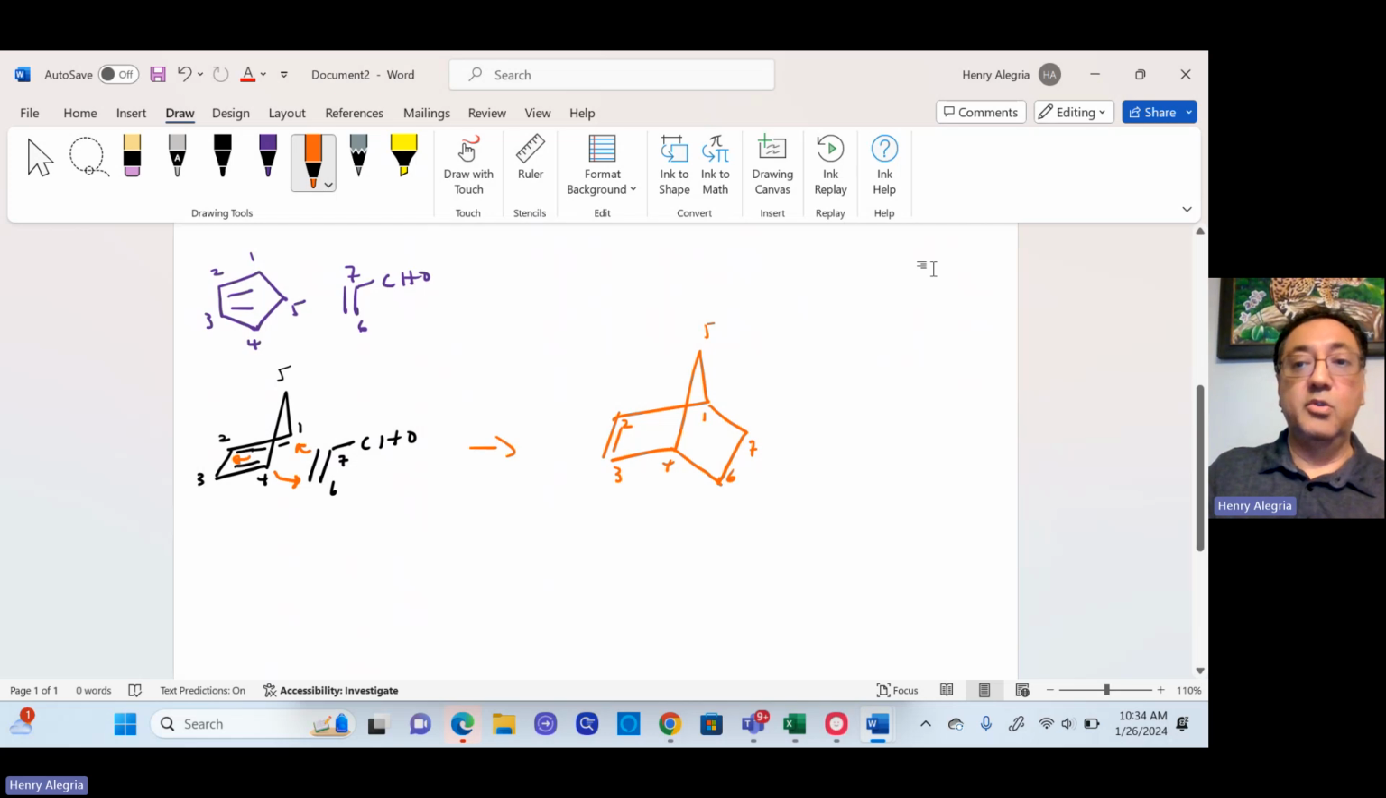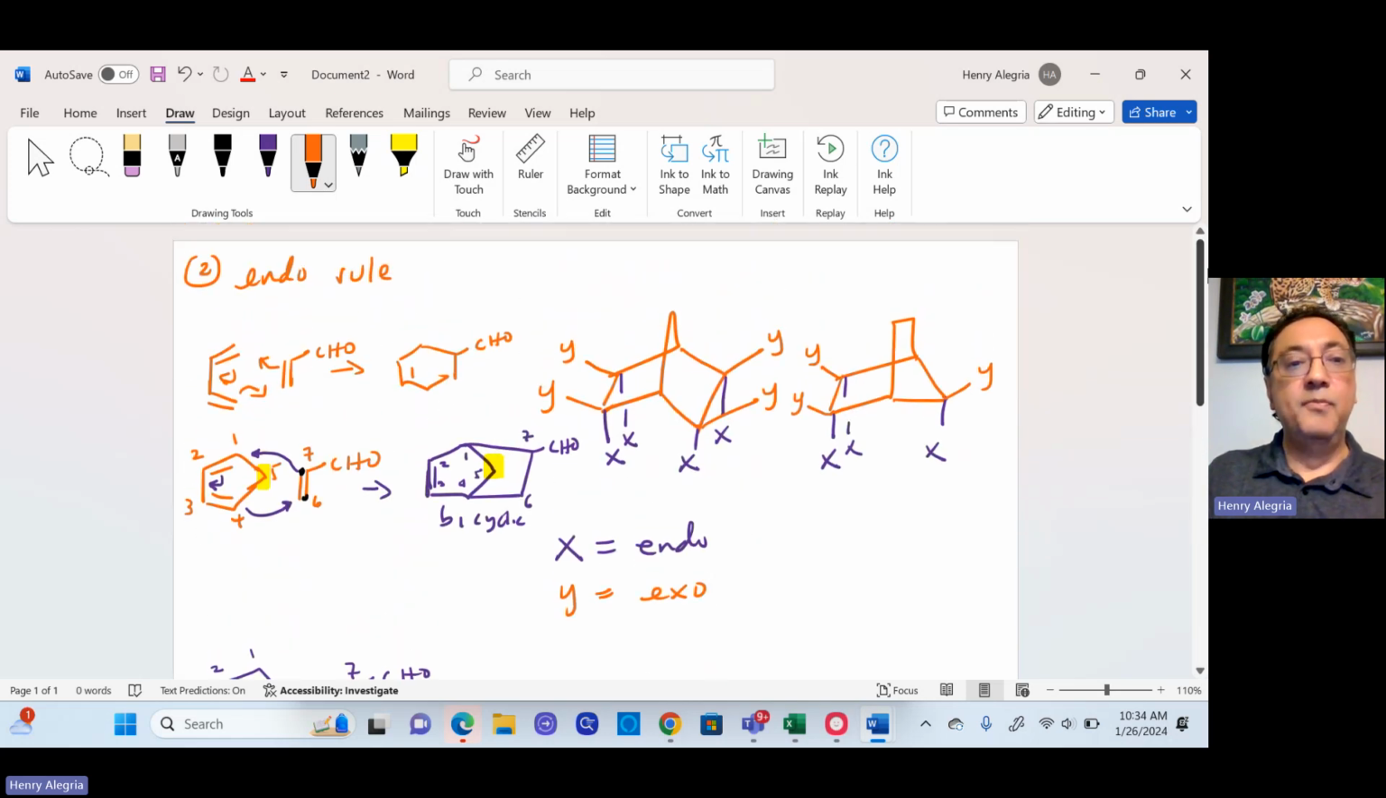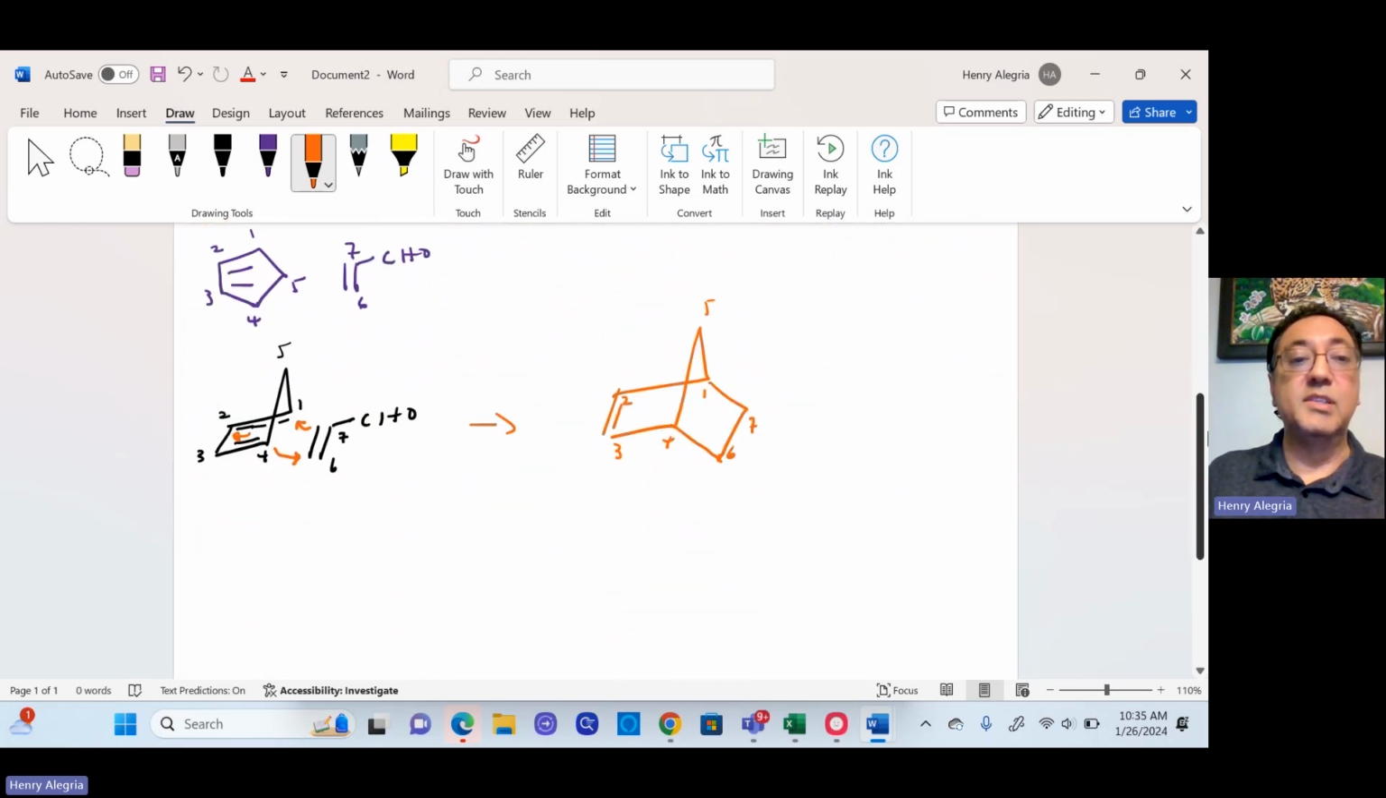So let's go back to where I started. What the heck is the endo rule? The endo rule says, when my product is bicyclic, the preference is for substituents to be in an endo orientation.